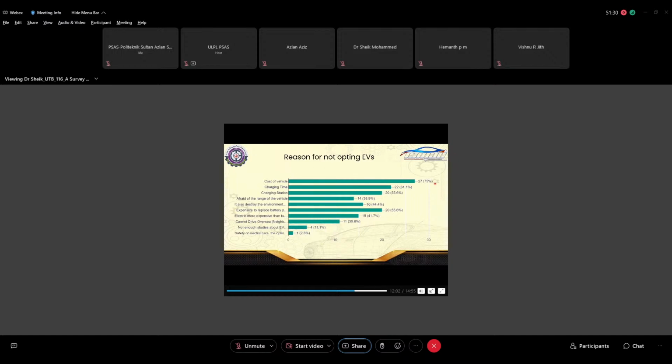Cost of the vehicle: 75%, 27 respondents, said that the cost of the vehicle is high. Yeah, of course it is true. Charging time, again that is a right factor. Charging station is another right factor. Range anxiety, some people have range anxiety, and some people think that it also destroys the environment. Likewise, another factor to be accepted is that the replacement cost of the battery is high.